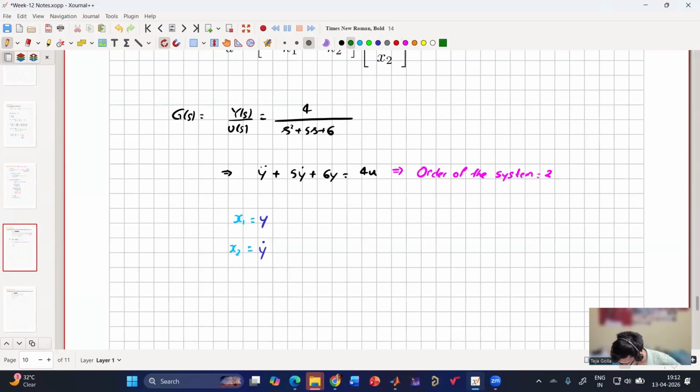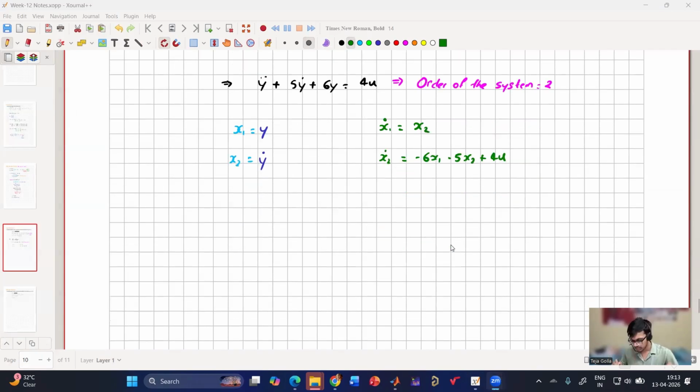So now if we write the equation, x1 dot will be x2, right? Y dot. And then x2 dot is what we will be getting. X2 dot is minus 6x1 minus 5x2 plus 4 into u. So is this clear? How we are getting this? Okay, I think he has mentioned in the chat. Yes, sir, clear. Okay.